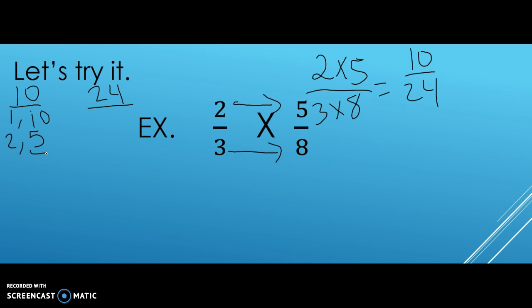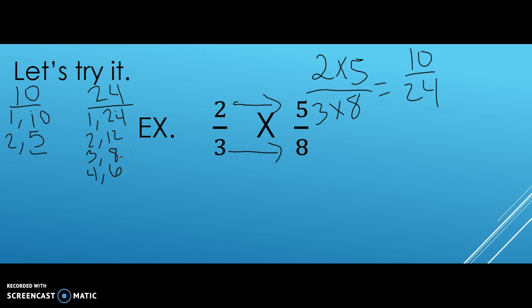24. Start with the number 1. 1 times 24 gives me 24. 2 times 12 gives me 24. 3 times 8 gives me 24. And 4 times 6 gives me 24. 7 I cannot use. 8 is already in my list.